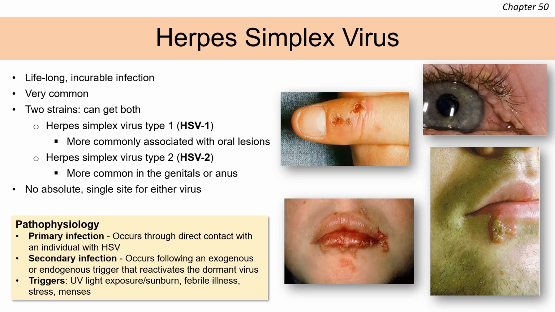So, pathophys of herpes simplex virus. The primary infection occurs with direct contact with an individual with HSV. That's the very first time they get infected. So now the virus is in them, it's never going to go away.